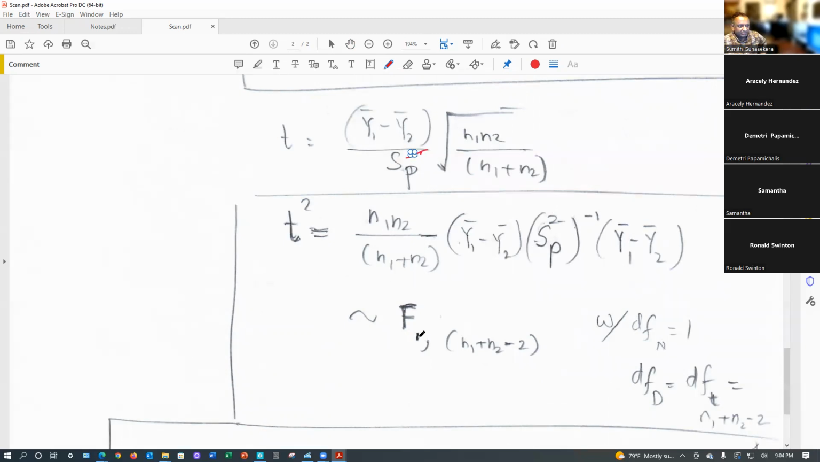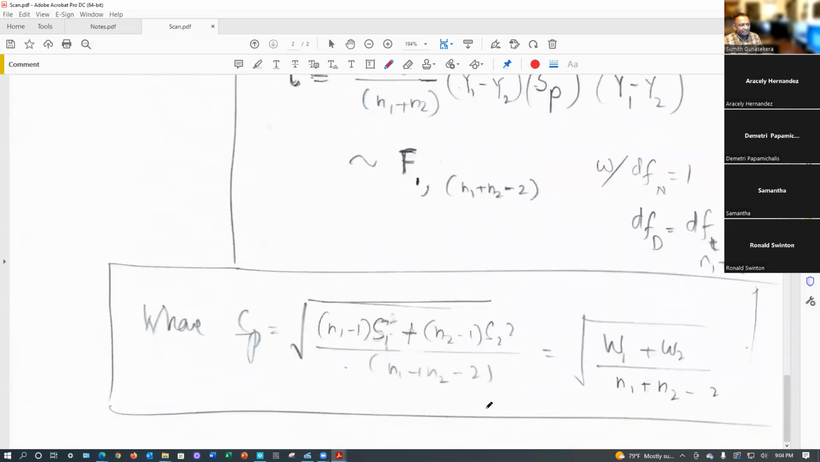F distribution with degrees of freedom 1, because we have one variable. We're going to talk about one variable: one variable for male and female, or one variable being measured before and after. For example, we compare and contrast the salaries of males and females, or something like that. And this is the most important part. And then S_P is like this. We saw that one earlier.